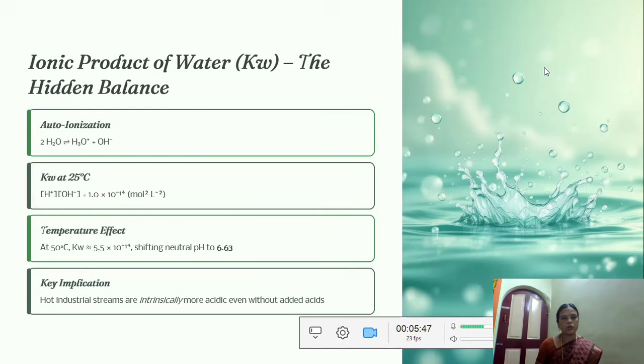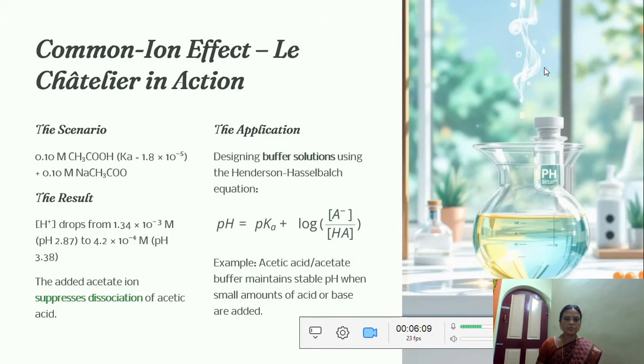Since water always remains in the auto-ionization process, it produces an equal number of H+ ions and OH- ions. The ionic product is always constant for water, and this concept is used in many industries. The next concept is the common ion effect. The common ion effect is also used to prepare buffer solutions.